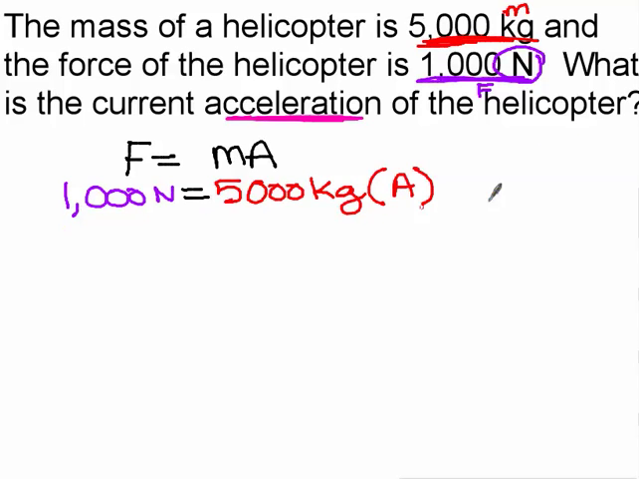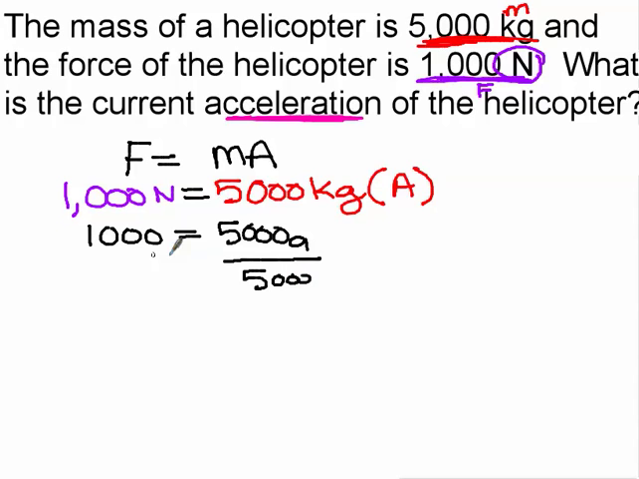Now we just put this into a regular algebra problem. So let's get rid of all of the variables just to make it easier on ourselves. We have 1,000 equals 5,000A. Whenever you have a variable, you want to get it by itself. And in order to do that, you divide by 5,000. So A is going to equal 1,000 divided by 5,000.